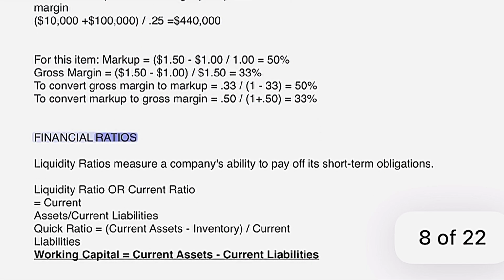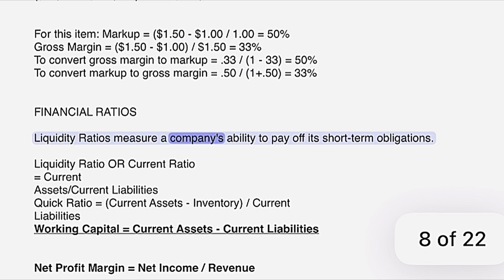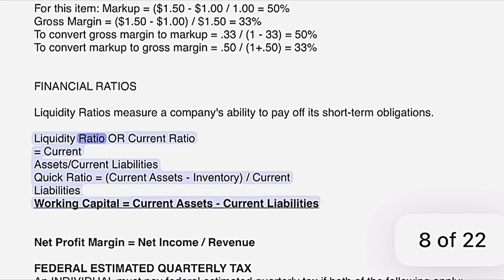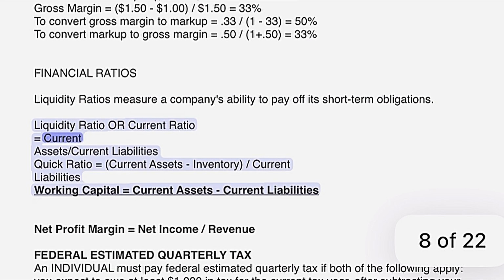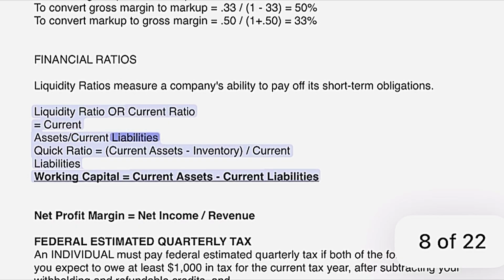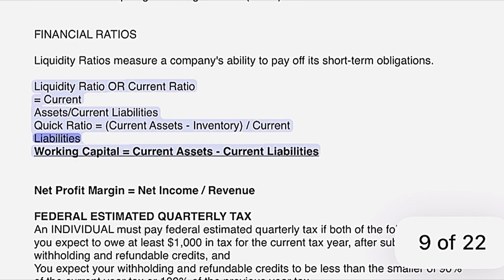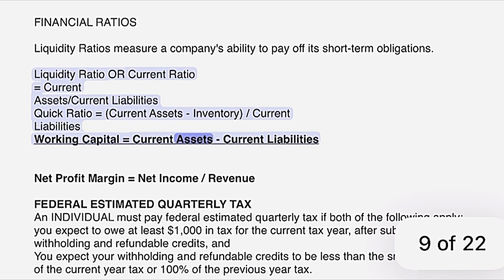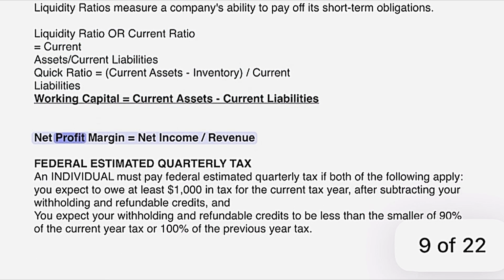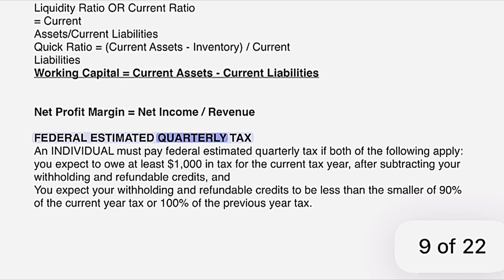Financial ratios. Liquidity ratios measure a company's ability to pay off its short-term obligations. Liquidity ratio or current ratio equals current assets over current liabilities. Quick ratio equals current assets minus inventory over current liabilities. Working capital equals current assets minus current liabilities. Net profit margin equals net income over revenue.